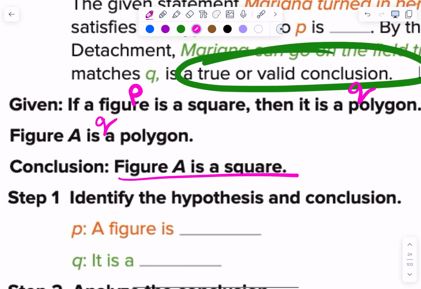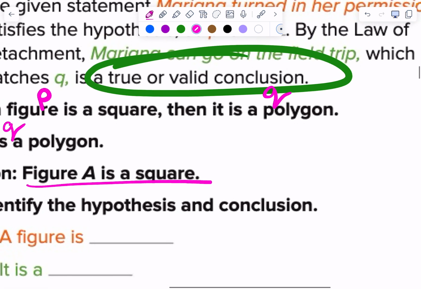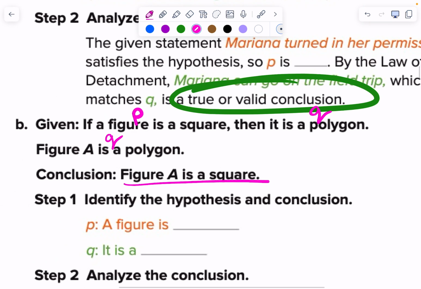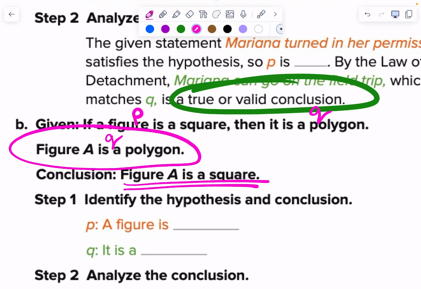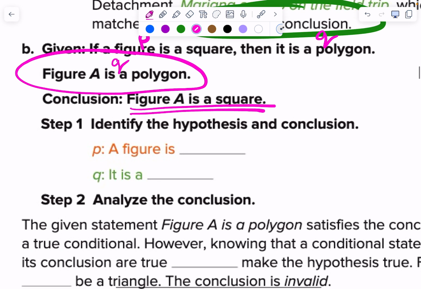All right, so this one. If a figure is a square, then it is a polygon. True or false? Do you know this? If it's a square, then it's a polygon. They're saying that the figure I have is a polygon, but that's saying statement Q first. Does that mean my figure has to be a square? What could it be? It could be a rectangle, a kite, a trapezoid, a hexagon, a triangle.